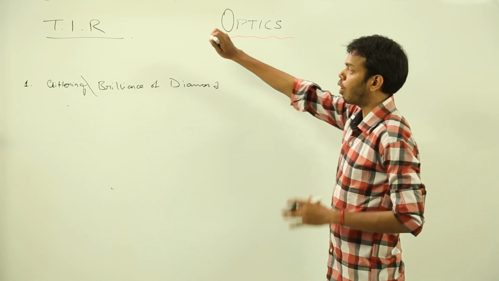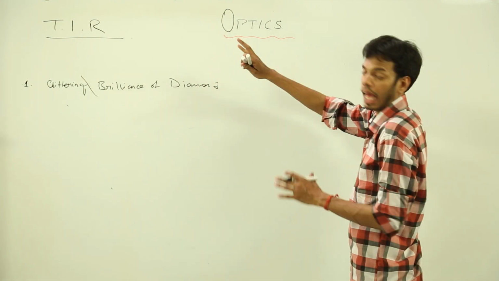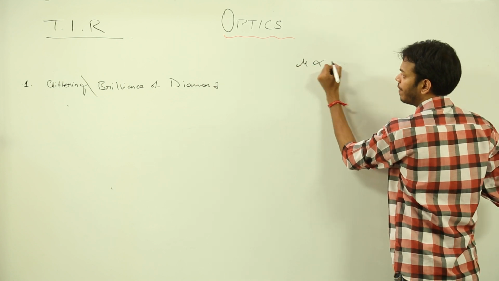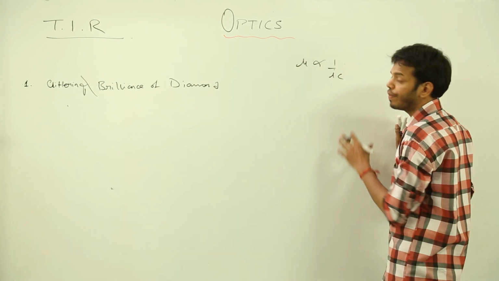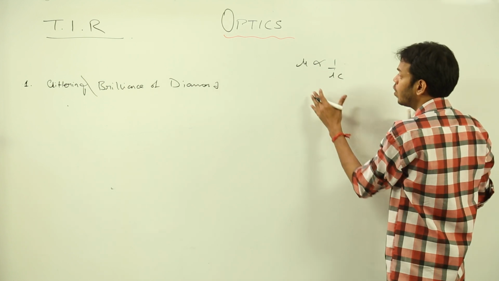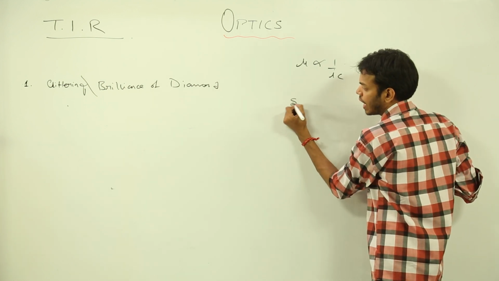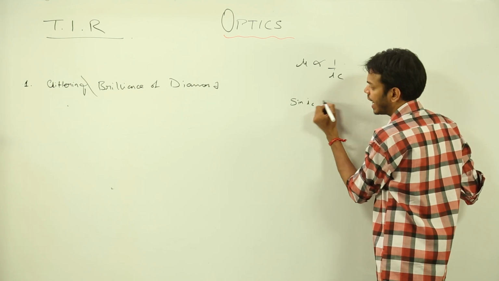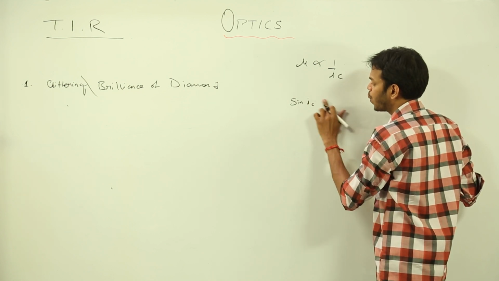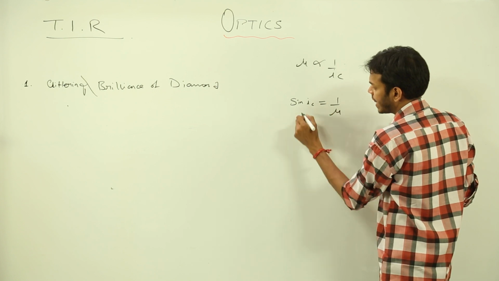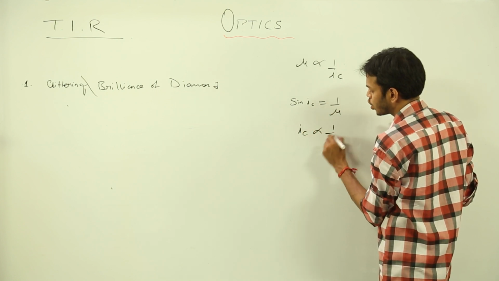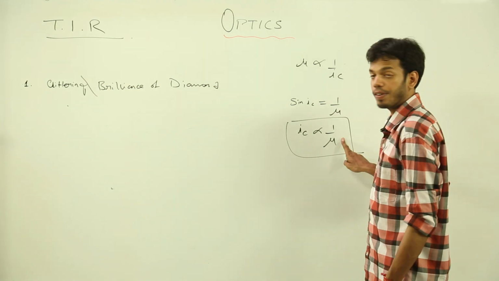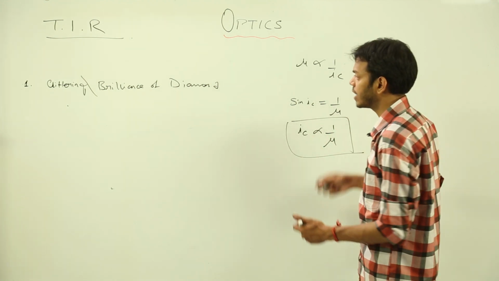The basic reason behind the application is, one, what? This thing: refractive index is inversely proportional to critical angle. Did we study this? Yes, actually we studied this relation: sin iC, which is the critical angle, is equal to 1 upon mu, and that makes the critical angle inversely proportional to the refractive index. That means the higher the refractive index, the lower will be the critical angle, and vice versa.